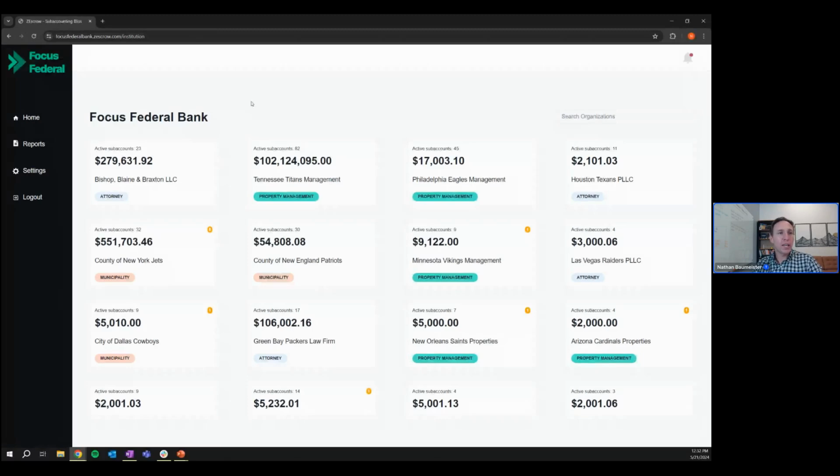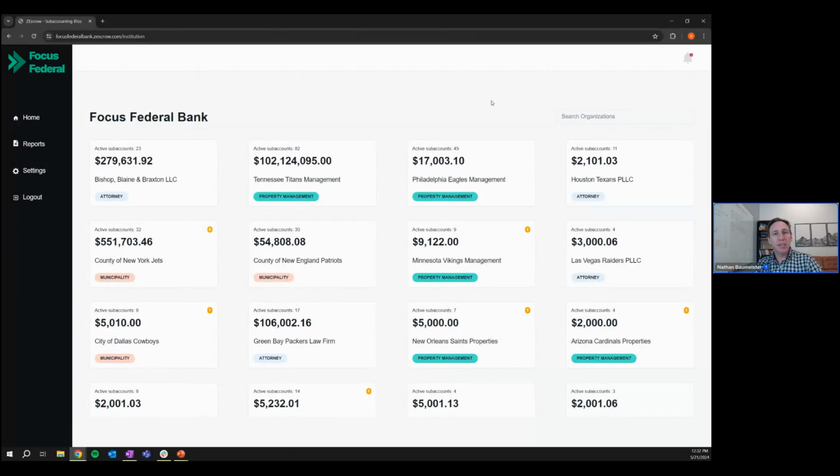So what you're looking at here is a demo environment. Well, it's our actual real production environment, but Focus Federal Bank is not a real bank, right? So we don't want to show any real banking data as we go through this. But a couple things just from the top. The ZEscrow platform is a fully white labelable platform. We call it ZEscrow. You can call it whatever you want. We would make sure that as we build it, it is your offering, right?